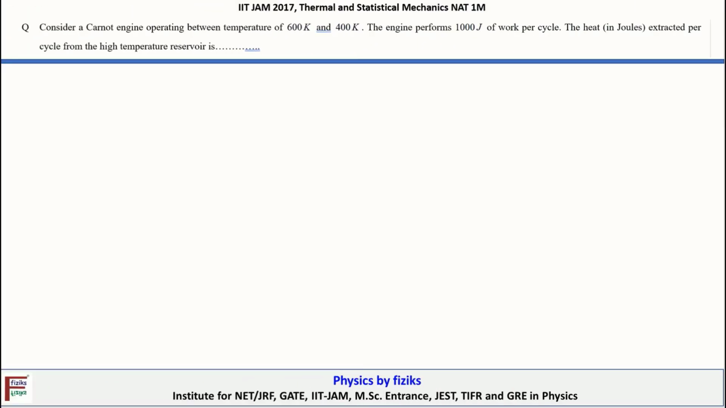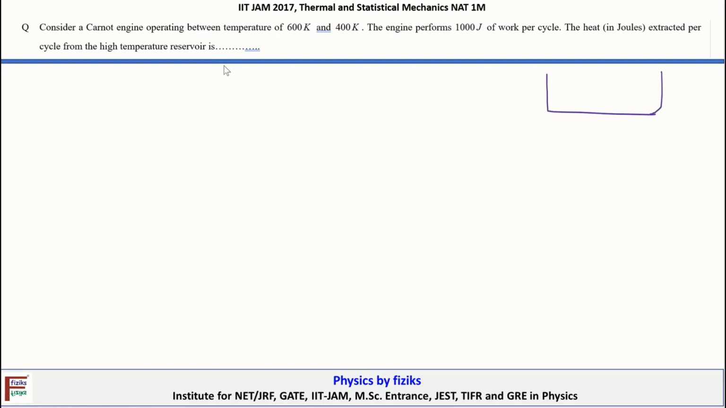So let us continue with the next question. This is from the Carnot cycle. Consider a Carnot engine which is operating between temperatures of 600 Kelvin and 400 Kelvin. The engine performs 1000 joule of work per cycle. So let's first draw the diagram so that we can understand it easily.